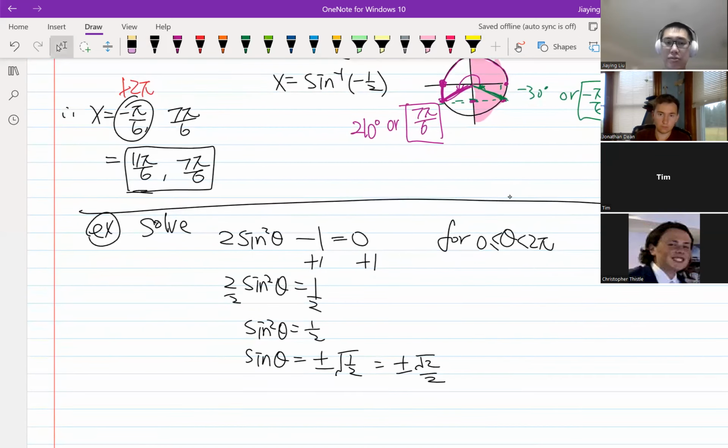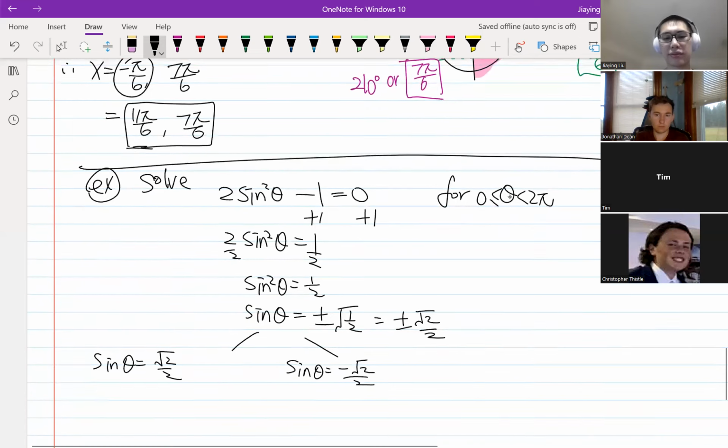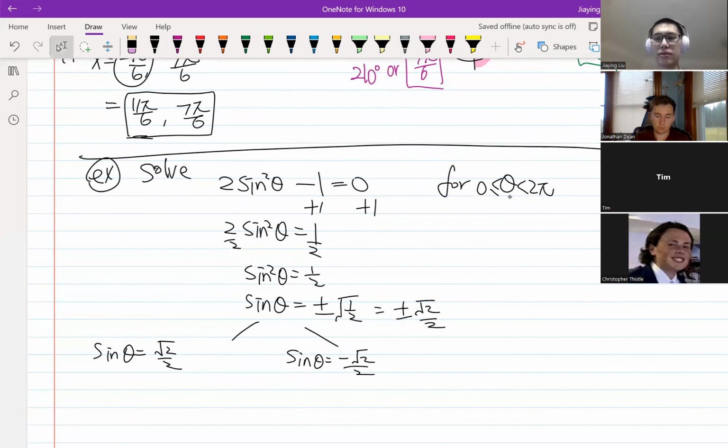So sine could be positive or negative, but which one is it? We don't know. Could be both. So we're going to write down two equations from here. We get sine theta equals positive √2/2, or sine theta equals negative √2/2. Okay, so what is the angle of theta?